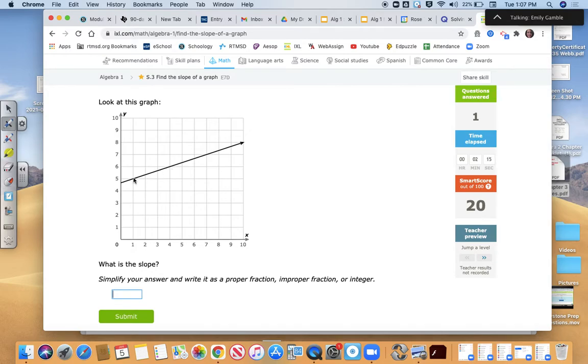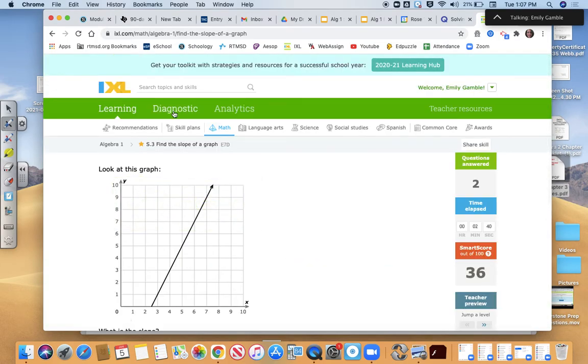So you can either write out the point 1, 5 and 4, 6 and use the slope formula, or look at the rise over the run. To get from this point to this point, I have to go up 1 unit. That's an increase of 1. And I have to go over 1, 2, 3 units. So that means the slope would be 1 over 3. Since the rise is a positive 1, the run is 3, 1 over 3 is simplified. That would be the answer. Okay, that's how you would do that one.